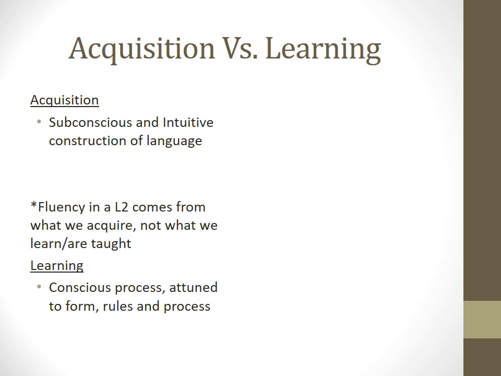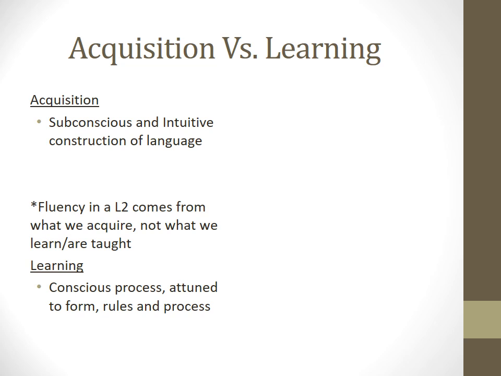With acquisition versus learning, Krashen says that we acquire language when we're able to own it, when we can use it in a real setting. It may not be perfect. It may not be proper grammar, but we're able to use it to communicate. And this is a subconscious and intuitive construction of language. It is not a formal rules learning classroom setting. Acquisition happens at the point where communication needs to occur. And fluency in a second language comes from what we acquire, not what we learn or are taught.